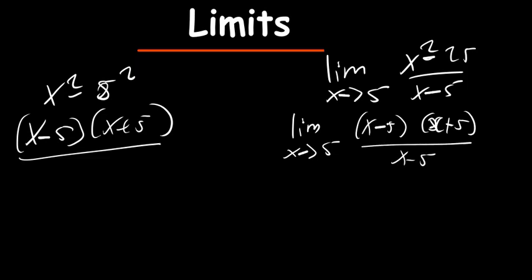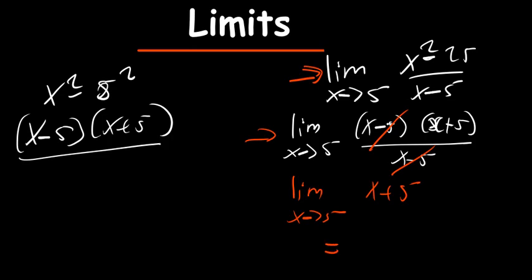I can clearly see that on top I've got x minus 5, and below I've got x minus 5. These two can go. Now what do I have? As you can see, you should keep on writing limits. Even here I'll say limit as x goes to 5, and I've remained with x plus 5. When you want to plug in the value of x, you stop writing limit. You just say equal to 5 plus 5. That gives me 10. That's my answer.